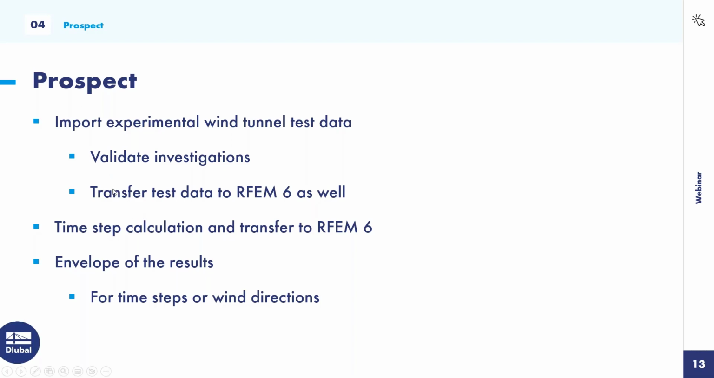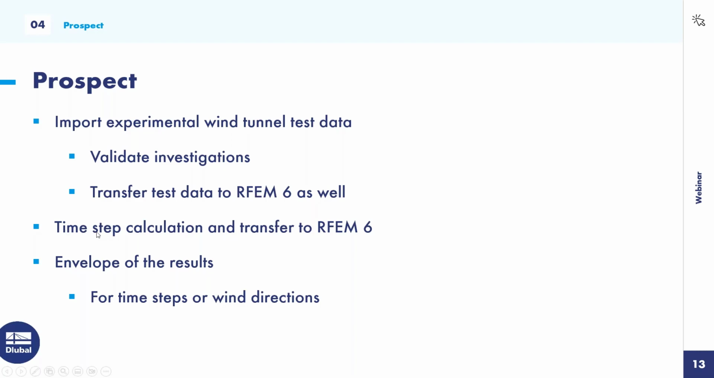It should then also be possible to transfer the test data back to RFEM 6. This will save you a lot of time if you have wind tunnel test data, since you do not have to enter a lot of nodal loads to get your wind tunnel data into RFEM 6.